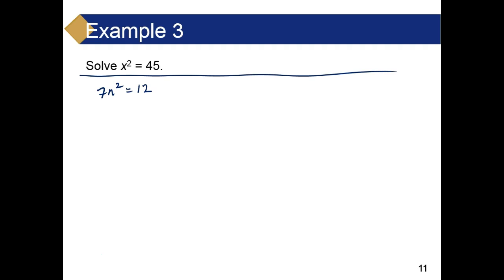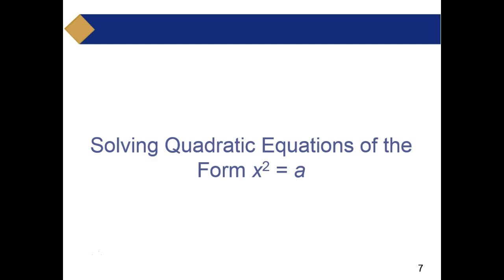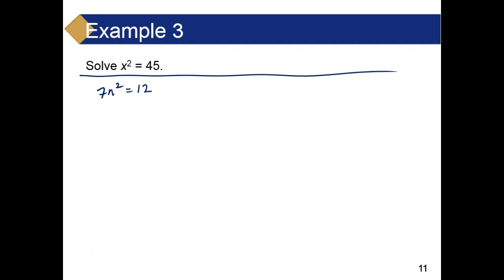What would you suggest? You can leave that 7 right there, can't you? You can if you want to, but I sort of prefer to get that n squared by itself. Because if you remember the name of this section, quadratic forms of the form x squared is equal to a. Well, that's 7n squared is equal to a, so I want to get it just n squared.